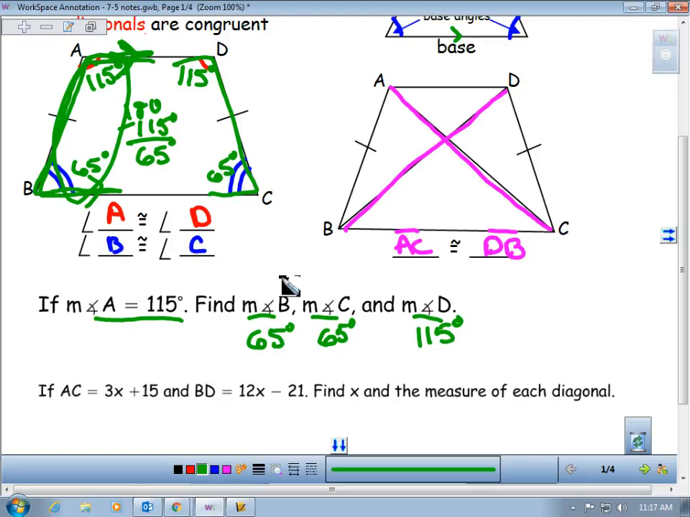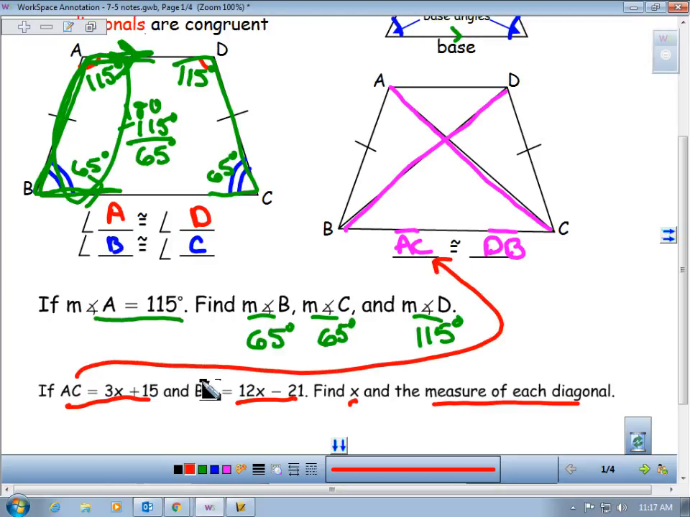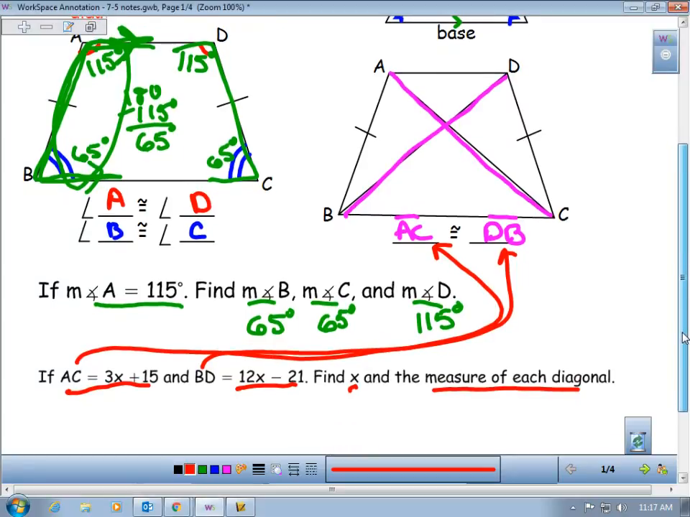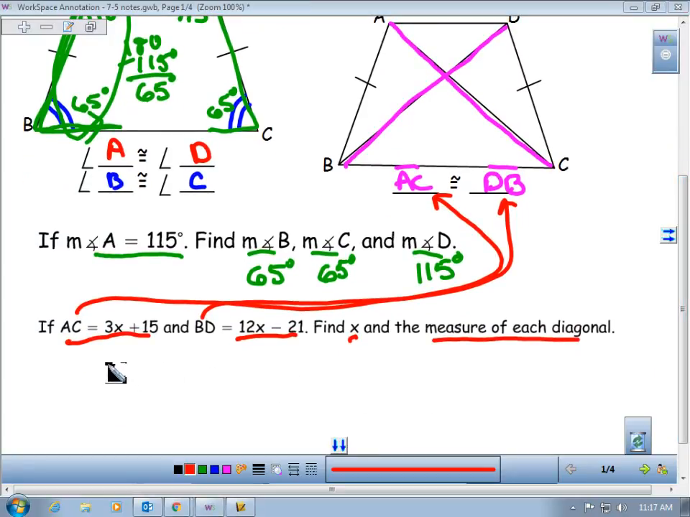Okay, let's do this last one here, which is if AC equals 3x plus 15 and BD equals 12x minus 21, how would I find x and the measure of each diagonal? Well, look, guys, what's true about AC and BD? They're congruent, right? Those are the diagonals of an isosceles trapezoid. So I know that those are congruent. So to solve for x, what do we do? That's it. We just set them equal to each other.